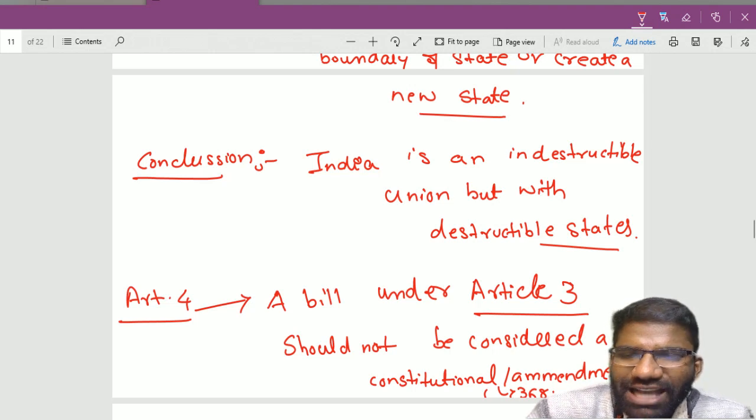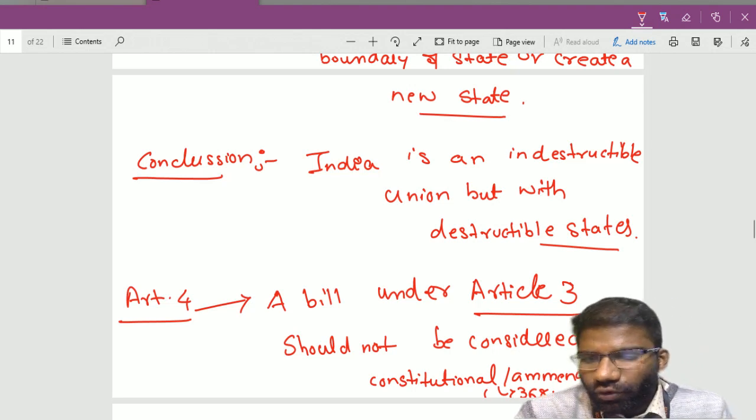I hope this aspect is clear to you. We have discussed Article 1, Article 3 and Article 4 of the Indian Constitution.